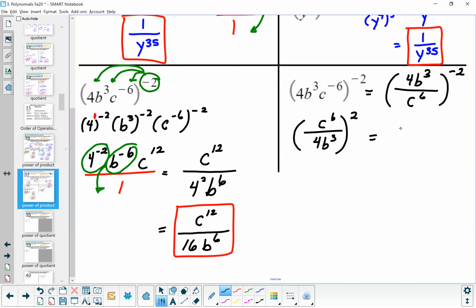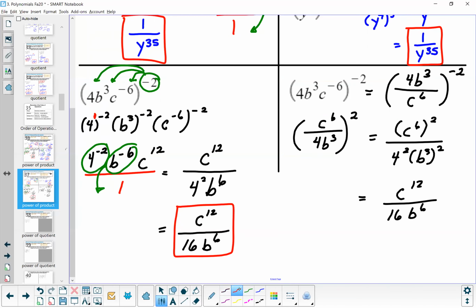So that means I need to do c to the 6th has to be squared, right? 4 squared and b cubed is squared. So we have c to the 12th over 16 b to the 6th. Same answer as we got before.